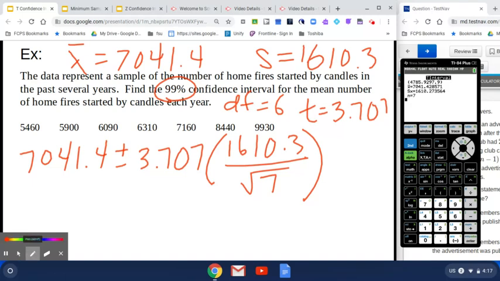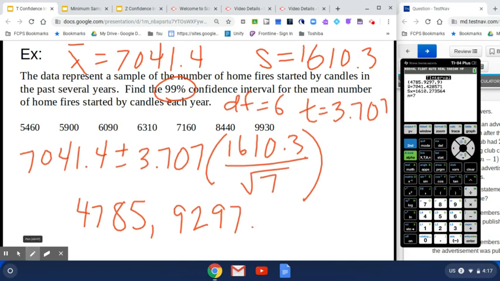So we get 4,785 to 9,297.9. The interpretation would say, I am 99% confident that the true mean number of home fires started by candles each year is between 4,785 and 9,297.9.